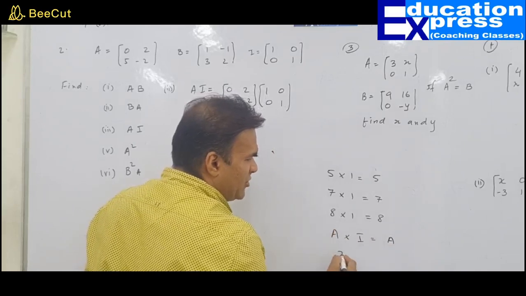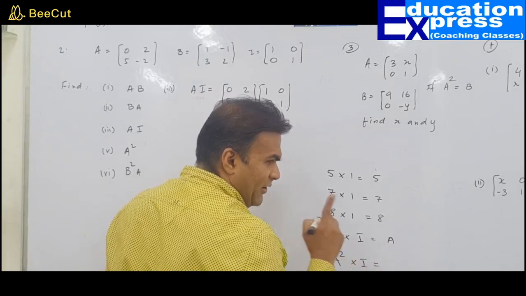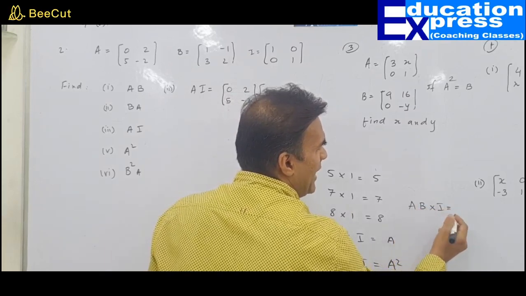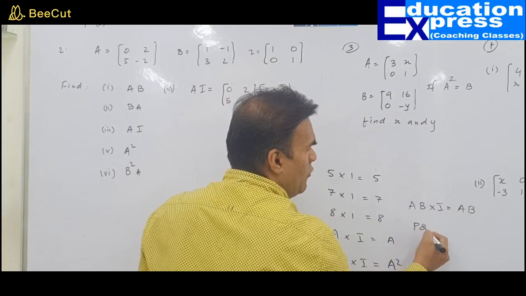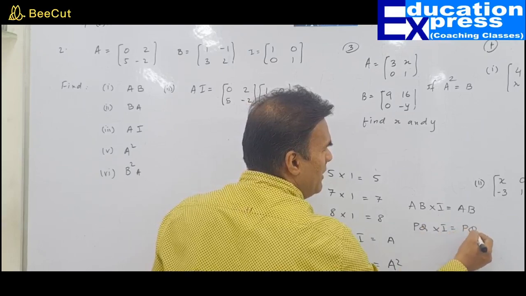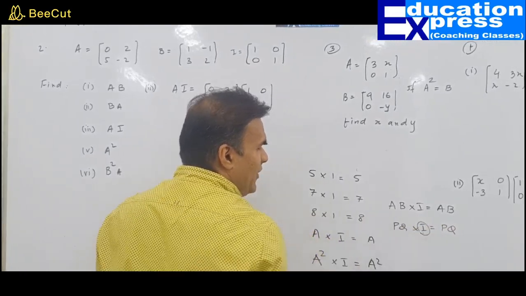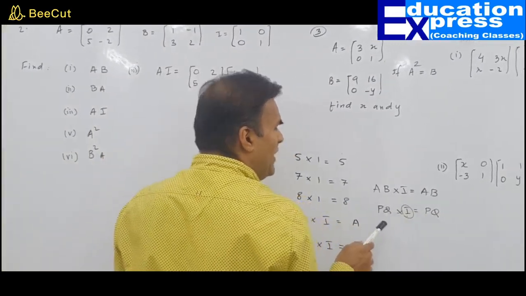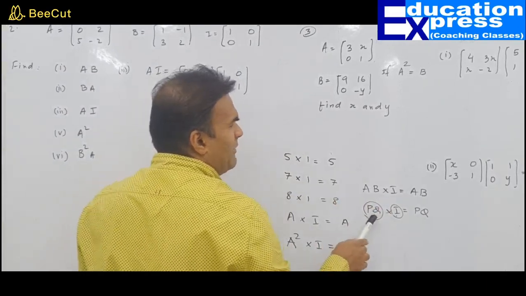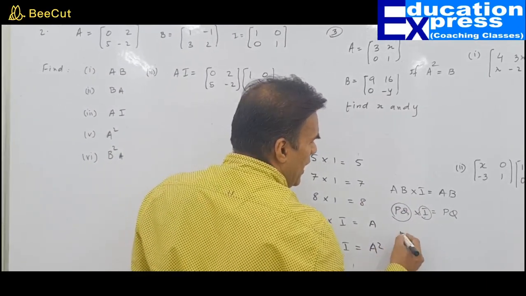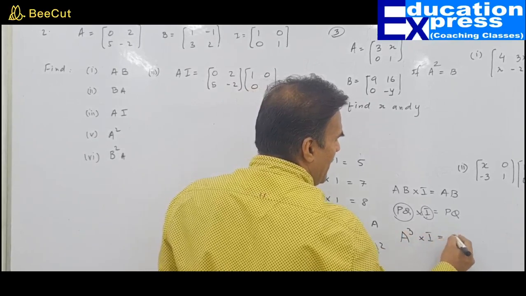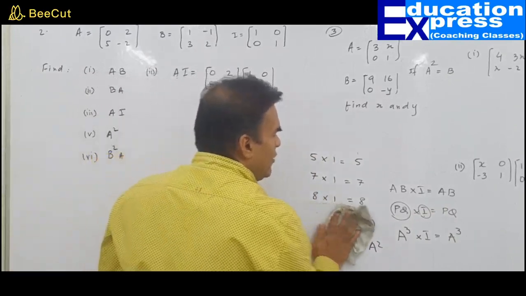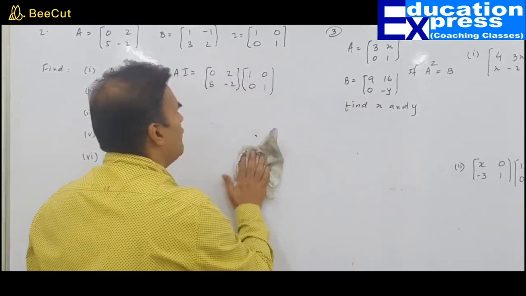In other words, A square multiplied with I, the answer would be A square. AB multiplied with I, the answer would be AB. PQ multiplied with the I matrix, the answer would be PQ. I is a unit matrix. When multiplied with any matrix, the resultant matrix would be the same one which is getting multiplied with I. So A cube multiplied with I would remain A cube. Of course, what we have done is a mental calculation, orally, but we have to show the working over here.